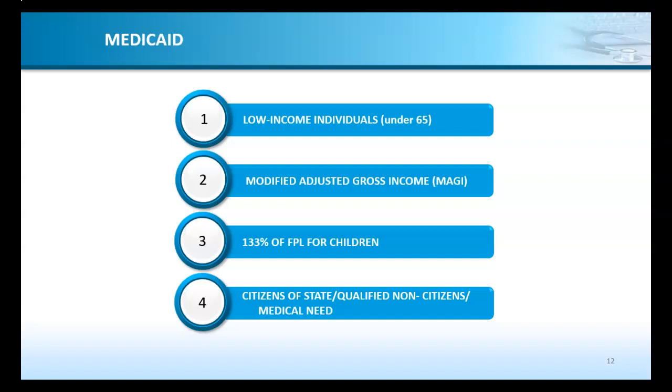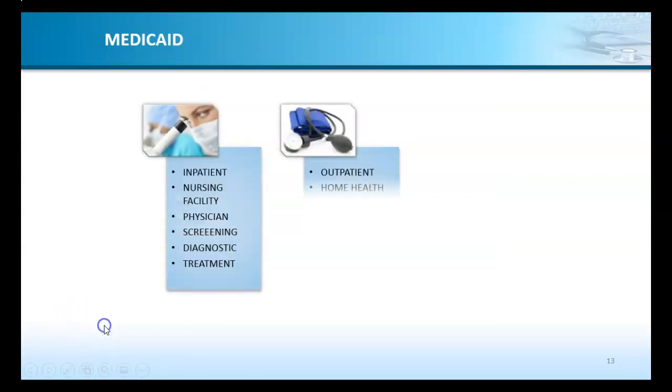You also have to be a citizen of the state or a qualified non-citizen with a medical need. You can also be eligible for Medicaid. So these are the areas of eligibility for Medicaid. If you know anyone who applies for Medicaid, this is the eligibility criteria under which they will be allowed to apply for those benefits, and individuals have to meet it in order to be eligible.